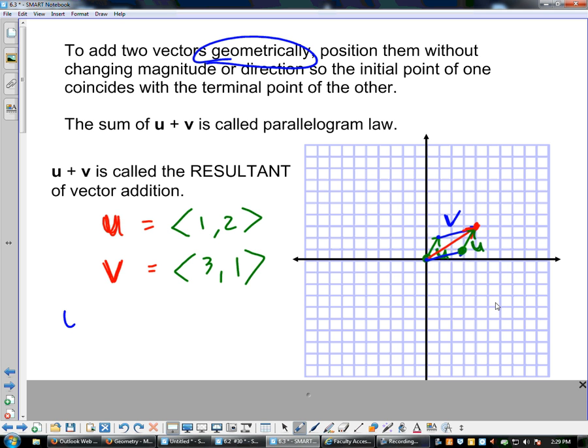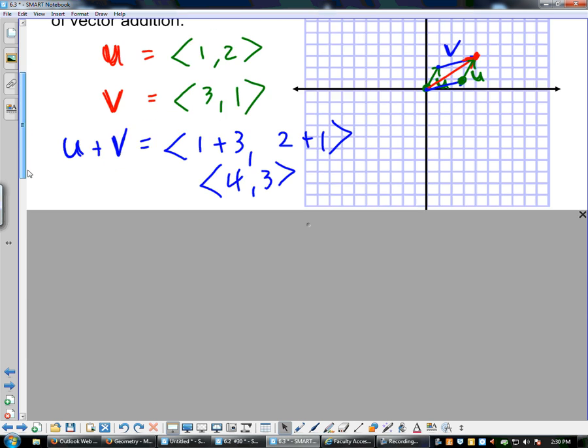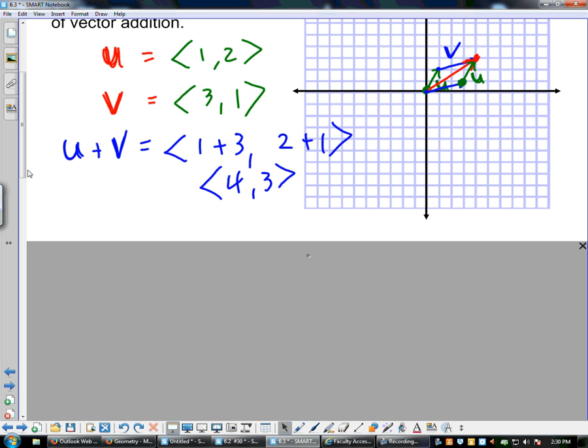U plus v is going to be: add those x coordinates together, add those y coordinates. Does it end up being 4, 3? Yes. And is that what we got graphically? Yes. Are we okay with this? Is that where the terminal point is?